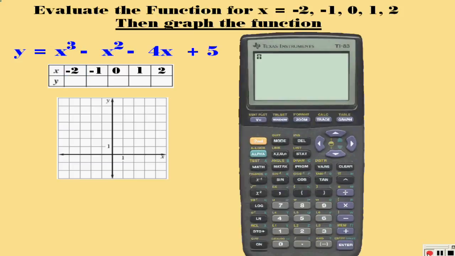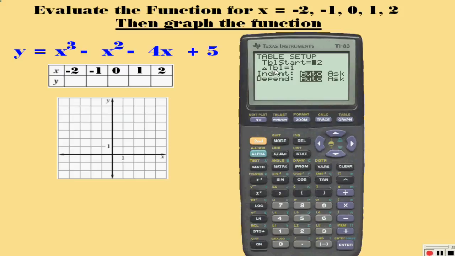The first thing we need to do is go to the y equals button and put the equation in. Once we have the equation in, the next thing we will do is go to the second table set area, and the first number you'll see in table start is -2. If -2 is not there, put it there, since it is the first x value that we want.